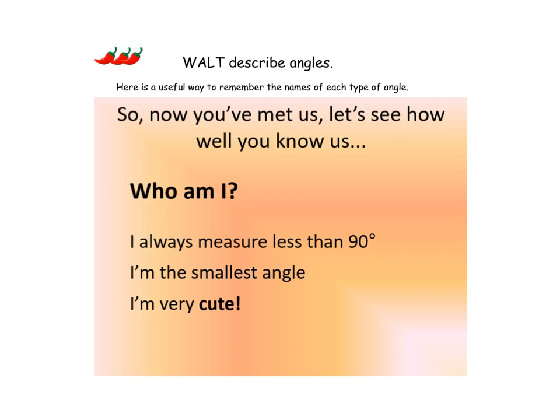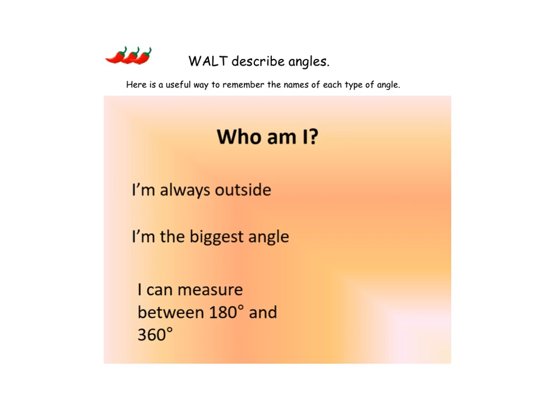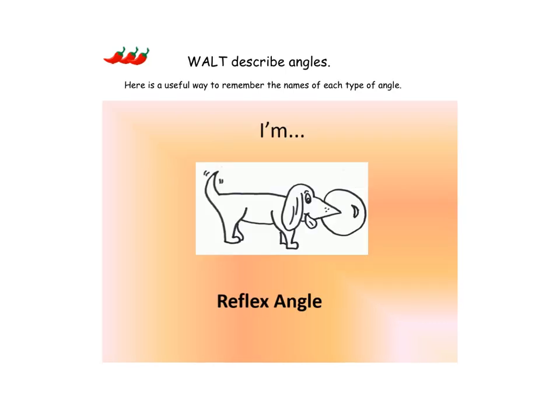Okay, so you've met all the family. So who am I? I always measure less than 90 degrees. I'm the smallest angle and I'm very cute. Have a think. Who do you think it is? The answer is acute. Okay, next one. Who am I? I'm always outside. I'm the biggest angle and I can measure between 180 and 360 degrees. Who do you think I am? I'm reflex angle.